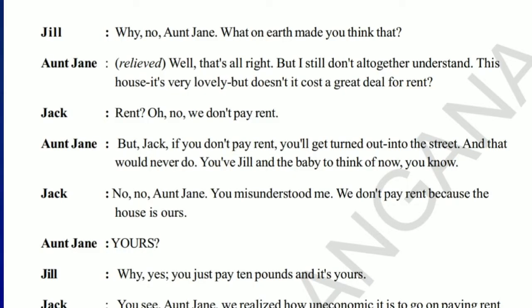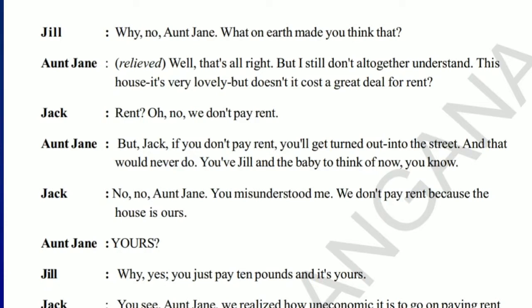Why no, Aunt Jane? What on earth made you think like that? Well, that's all right, but I still don't altogether understand. This house is very, very lovely, but doesn't it cost a great deal for rent? Rent? Oh no, we do not pay rent. But Jack, if you don't pay rent, you will get turned out into the street, and that would never do. You have Jill and the baby to think of, you know.